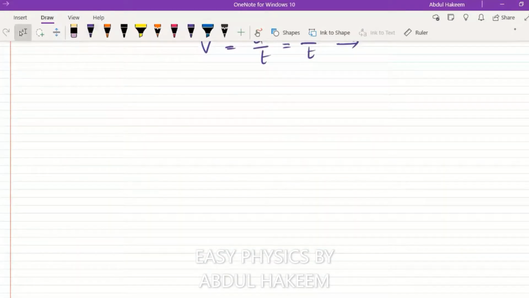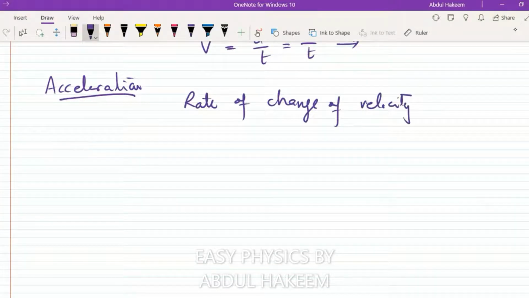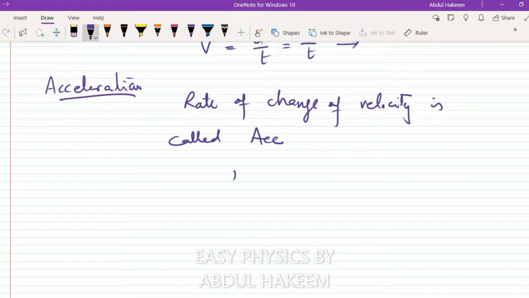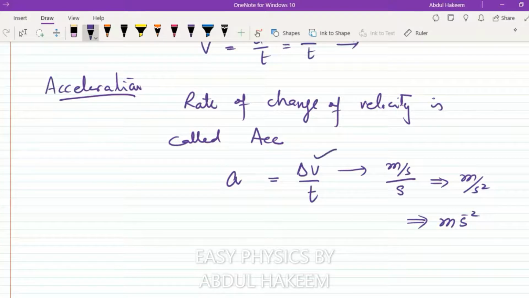Now the next definition is acceleration. It is defined as rate of change of velocity is called acceleration. So acceleration, small a, is equal to change in velocity divided by time. This change of velocity has unit meter per second, because the change of velocity is also a velocity, the difference of two velocities, so meter per second, but the time is in second, that's why it is meter per second square, which can be written as meter second power minus 2. So acceleration is also a vector, it has a fixed direction.